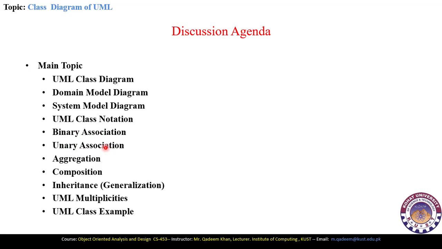Similarly, unary association used in the class diagram. Association, aggregation and composition, these are the relationships among different classes in the class diagram. And also we have the inheritance relation, which is also called generalization, in which the parent class provides the services to the child class, or the child accesses all the capabilities of its parents. Also, we have UML multiplicities in the class diagram, that is, how many instances can be called from one class to another class, and at the end we have UML class diagram examples.